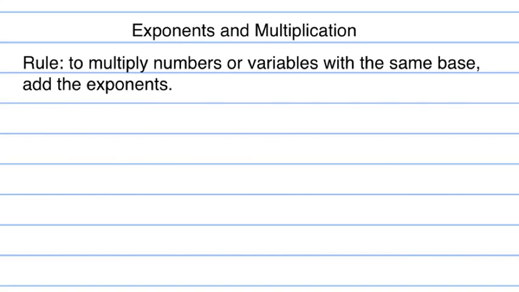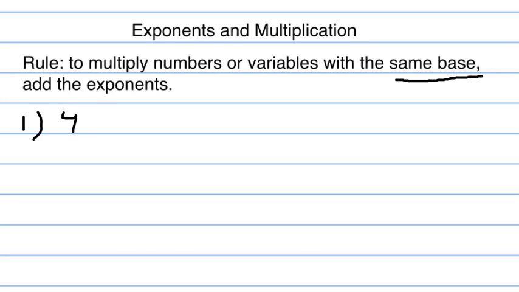Okay, so now let's go ahead and look at the rule that we're going to be following. The rule says to multiply numbers or variables with the same base, you will add the exponents. What you need to remember and what you need to look for is that that has to be the same base. That's the key indicator on what you're going to be doing. So let's look at the three examples that are given to us.